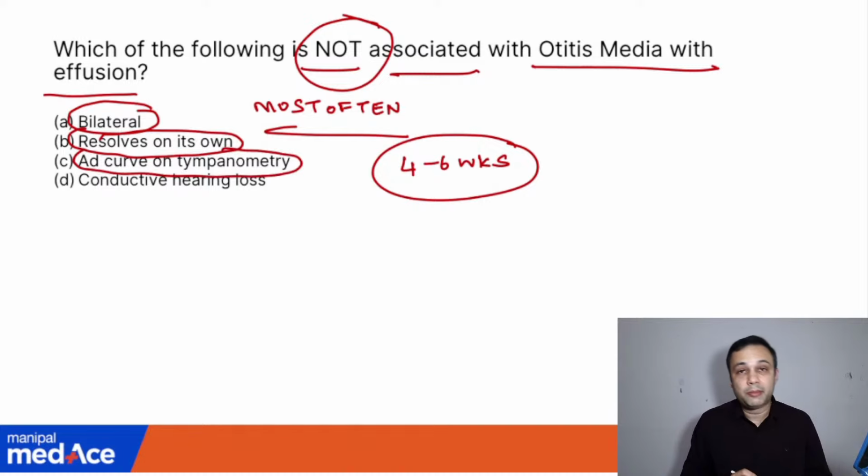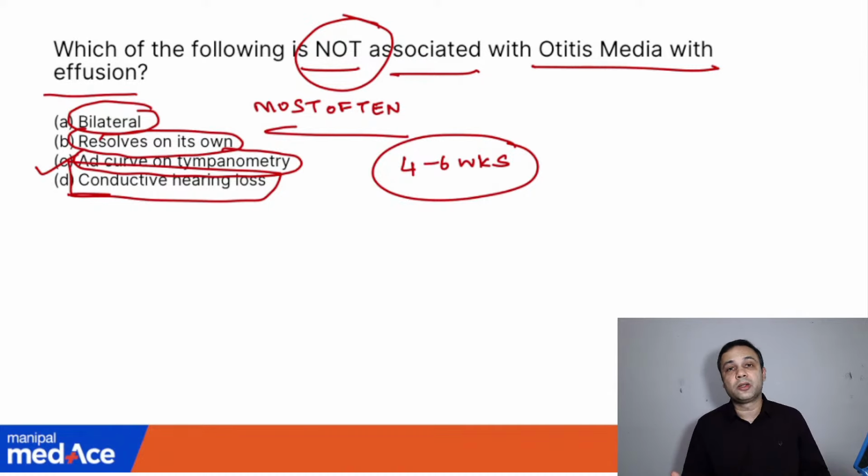AD curve on tympanometry, straight away you can take that as the answer. Why? AD curve is seen in ossicular discontinuity. Let me discuss a little more on this option. So when you talk about conductive hearing loss, definitely there is a conductive hearing loss in otitis media with effusion because there is fluid in the middle ear. Now let's look at what is AD curve.